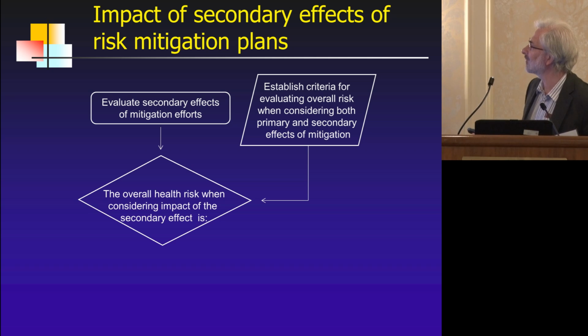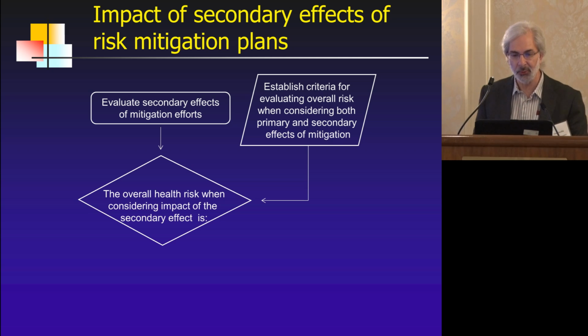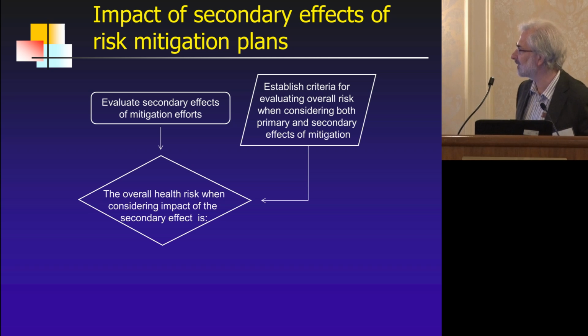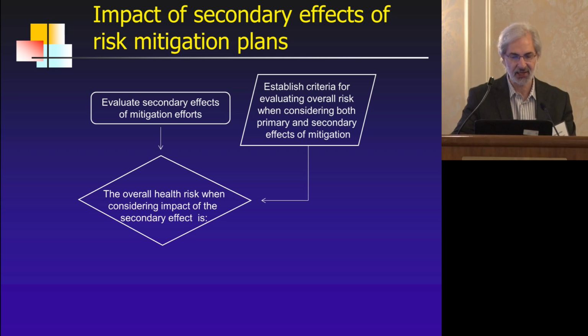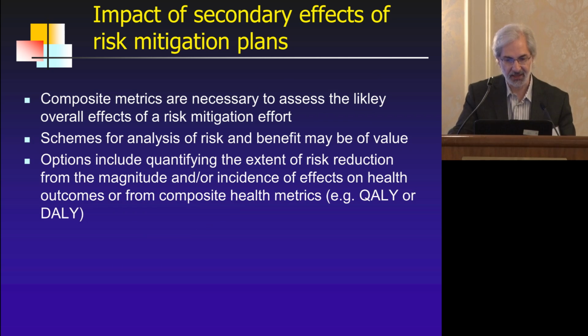We've evaluated the secondary effects of mitigation efforts. We need to establish criteria for evaluating the overall risk when we're considering both the primary and the secondary effects of mitigation, and then determining what's the overall health risk when considering these secondary effects along with the primary effects. And to determine the impact of these secondary effects of risk mitigation plans, we're probably going to need composite metrics to determine the likely overall effect.